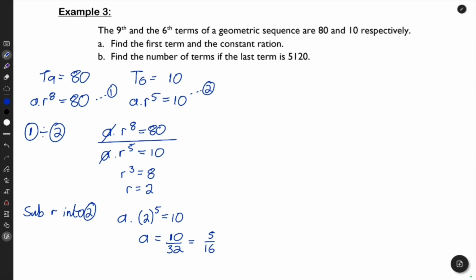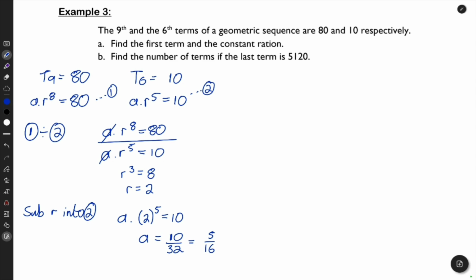Find the number of terms if the last term is 5,120. Okay, so you will notice last term, but unfortunately, the formula for last term that some of you might remember now is only for arithmetic sequences. Okay, so don't let your brain go there. This is just basically they're giving me Tn, they just want to know n. But before I can do that, I need to find the Tn formula.